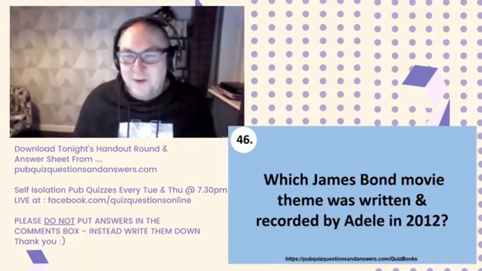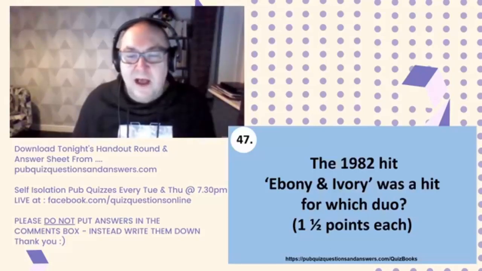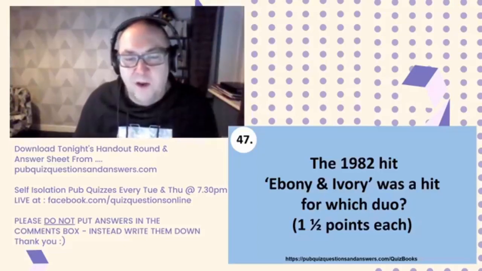That's number 46. Number 47, question 47, here it is. The 1982 hit Ebony and Ivory was a hit for which duo? Two people sung Ebony and Ivory. You'll get 1.5 points for each one that you get right. Who was it? The 1982 hit Ebony and Ivory was a hit for which duo? 1.5 points for each correct answer there.